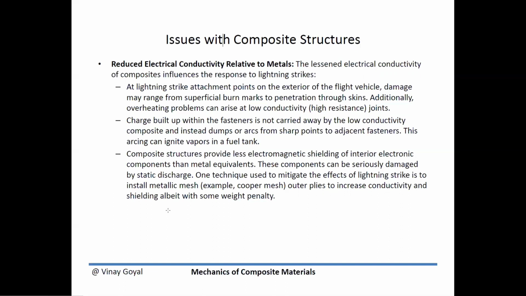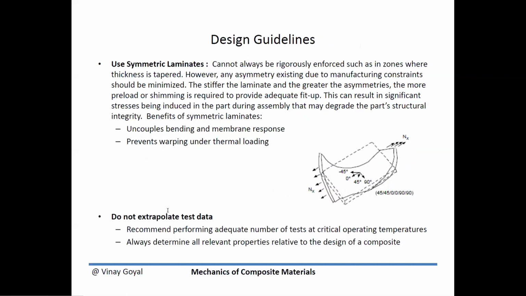Composite structures provide less electromagnetic shielding of interior electrical components, and so these components can be seriously damaged by static discharge. One technique used to mitigate these effects of lightning strike is to use a metallic mesh, like a copper mesh, to increase the conductivity and then at least shield some of these issues. You may have some weight penalty, but at least you can tackle the lightning concerns. So another thing I want to talk about is design guidelines that should be thought of.